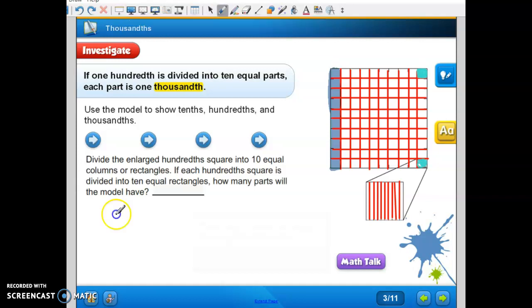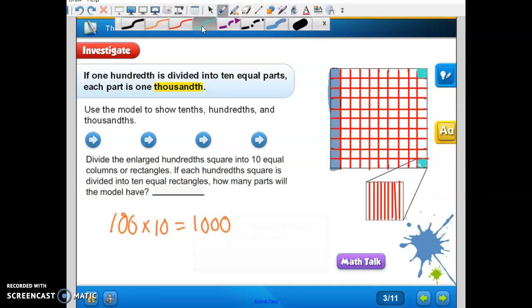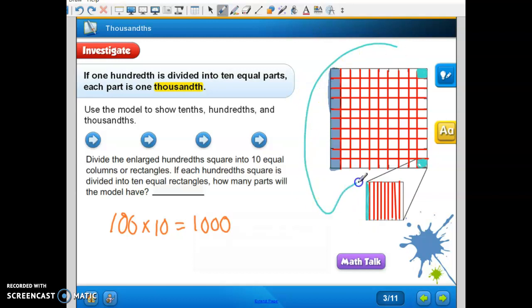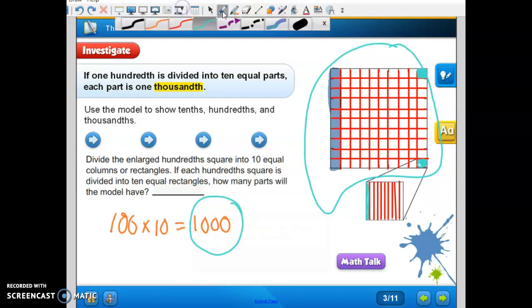So we have 1/100 of that first block, and we're going to divide that or multiply it by 10. What do we have? 1,000. Thank you. So when we shade one of those parts, we're really shading how much of this big block? 1/1,000. So that would look like this.